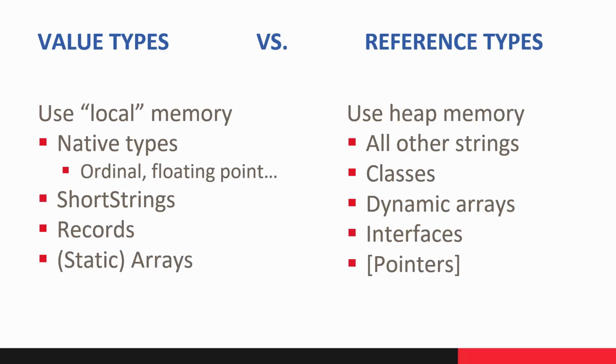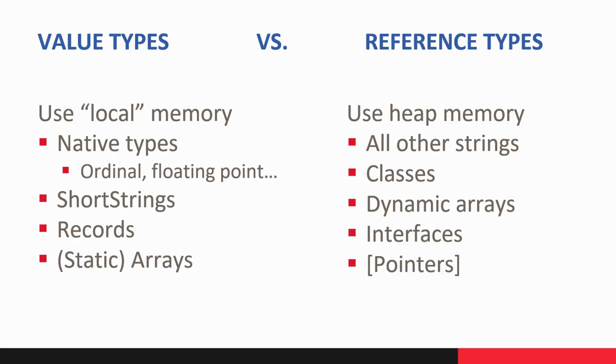So what's used as local memory or value type, or what's a reference type in the Delphi language? Local memory is for native types: ordinal, string, floating point, whatever. It's used for short strings, although we're trying to get rid of those. It's used for records. That's very significant. Records behave in a completely different way from objects or classes because they are locally allocated. And also static arrays. An array 1 to 6 or 0 to 5 is allocated directly in memory.